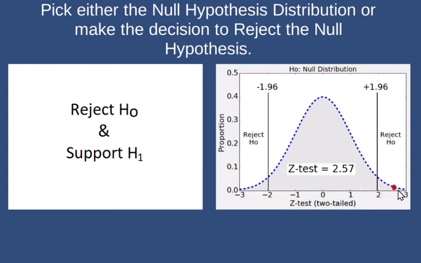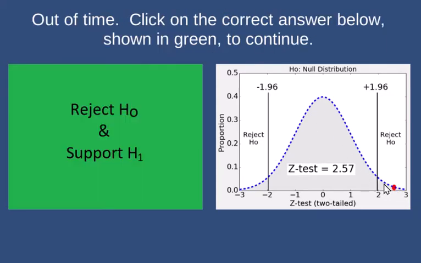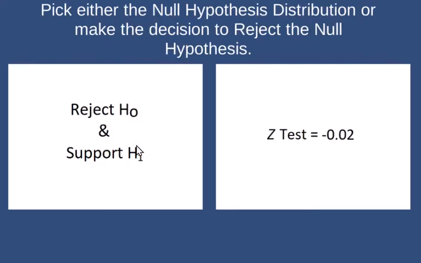A z-test of 2.57, that sample mean is far away from where the null hypothesis distribution said it would be, so we're like, it's not very helpful, that null hypothesis distribution, so we're going to reject it. We need a new model, something different to make our predictions. Z-test of negative 0.02, that's an awesome null hypothesis distribution, we'll retain it. 0.04, again, awesome null hypothesis distribution based on the z-test, we'll retain it.